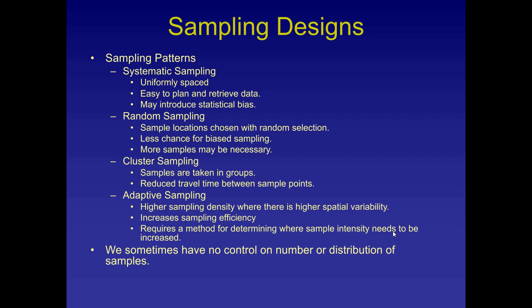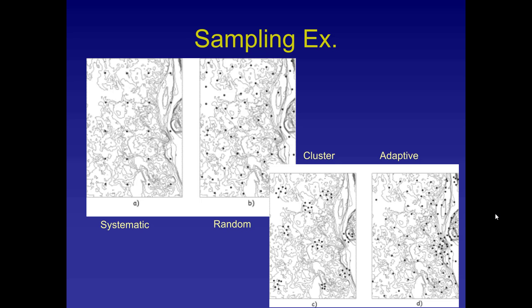To use adaptive sampling, we must have a method for measuring spatial variability to determine where increased sample sizes are necessary. Sometimes when using an existing sample data set, we have little control over the number and distribution of samples. Here are some examples from Bolstad's text.